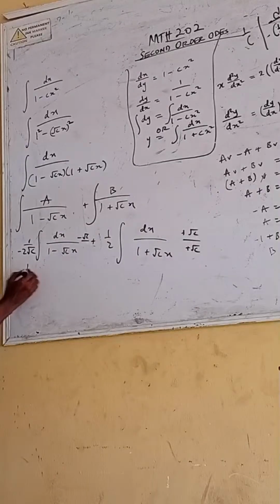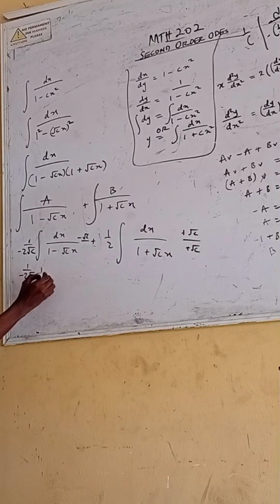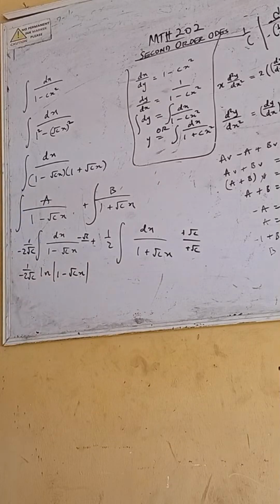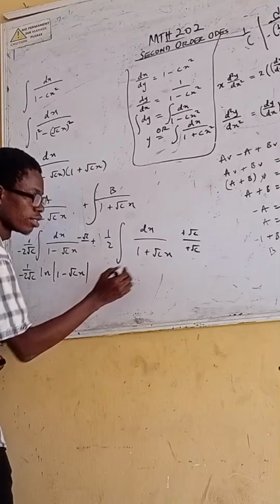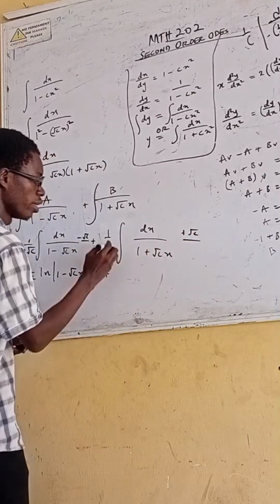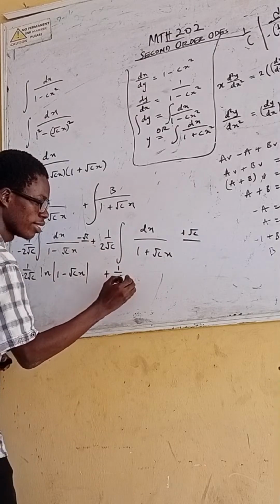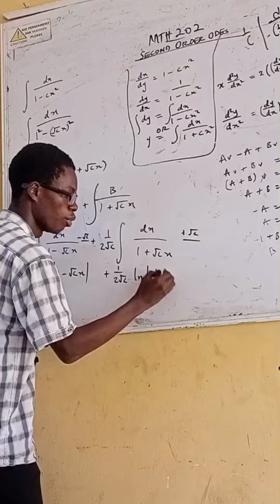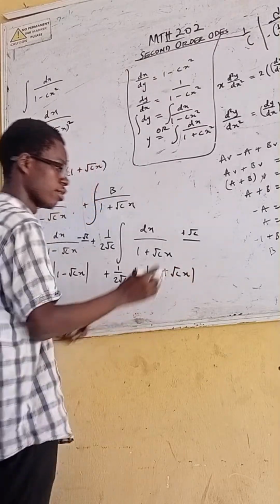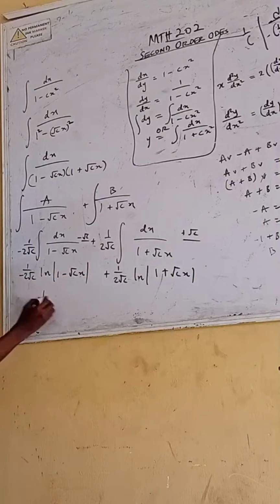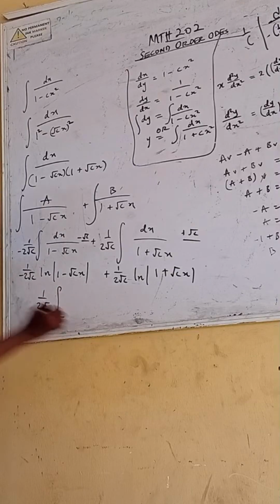So I now have 1 over minus 2 root c ln of 1 minus root c x, plus this one too, which comes out here as 2 root c, plus 1 over 2 root c ln of 1 plus root c x. If I differentiate this, I'll get this. Properties of ln: I can factor this and say 1 over 2 root c into bracket this one minus this one, so that it will become easier.